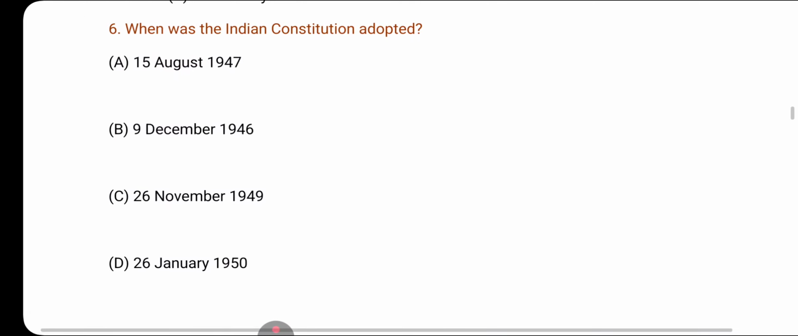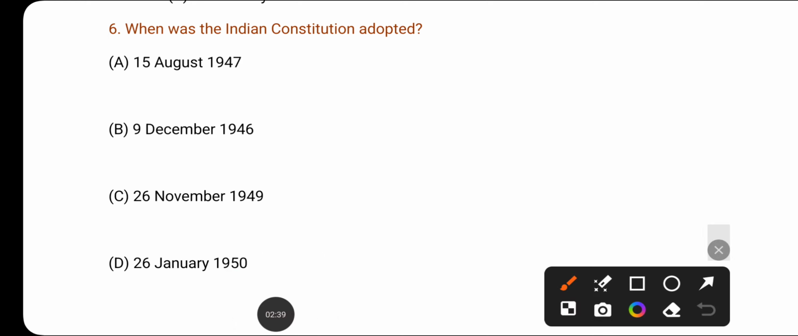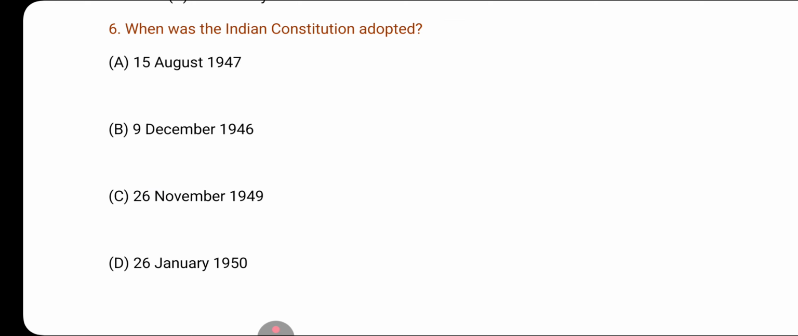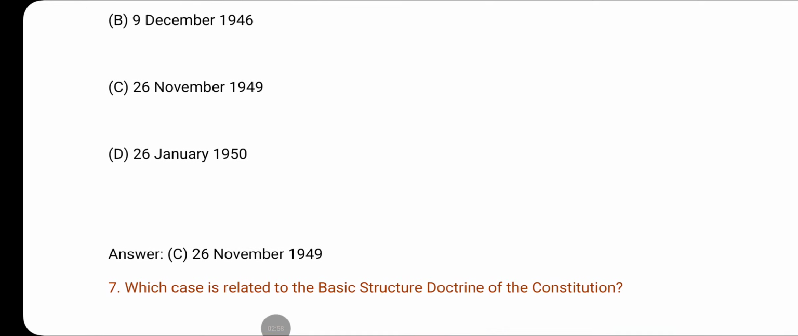The next question, friends, when was the Indian Constitution adopted? The two questions are different. The Indian Constitution came into force on 26 January, and the Constitution was adopted on 26 November 1949. The correct answer is option C, 26 November 1949.